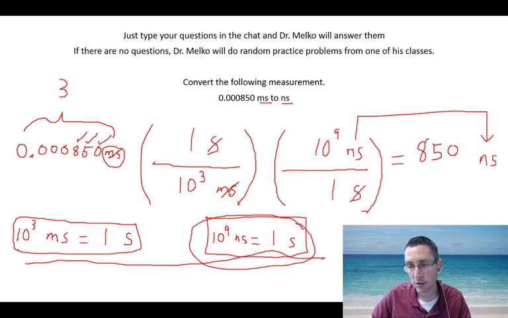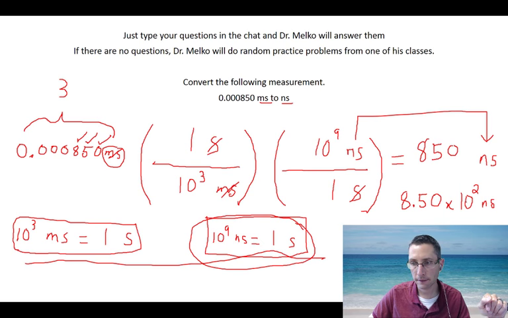850, though, is 2 sig figs because this trailing 0 doesn't matter. So I might have to write this in scientific notation to specify 3 significant numbers. 8.50 times 10 to the 2 nanoseconds. Remember, scientific notation always writes out all the significant digits and then times 10 to the something, depending on how you need to move that decimal place. All right, so that expresses 3 sig figs there. So 8.50 times 10 to the 2 nanoseconds.